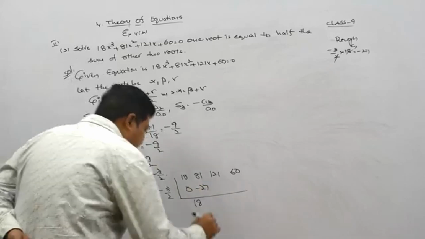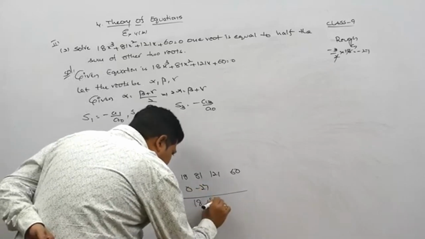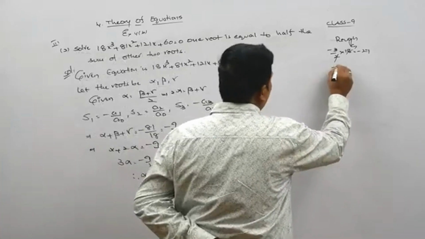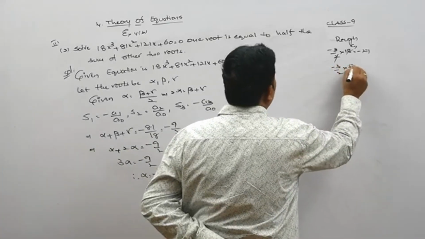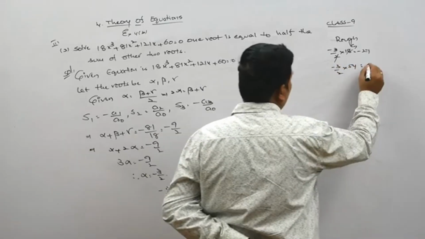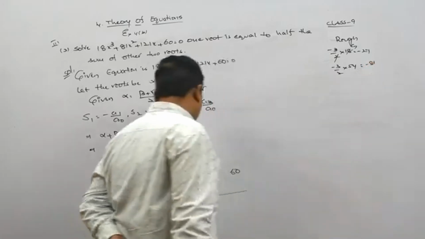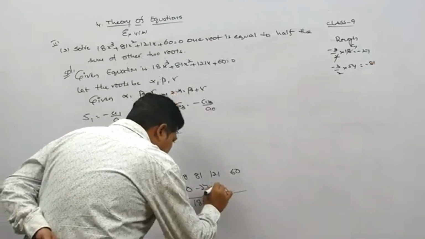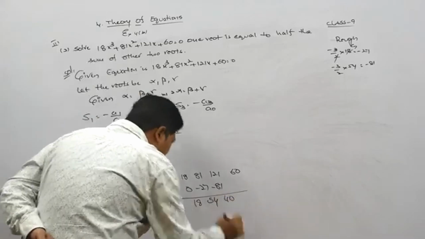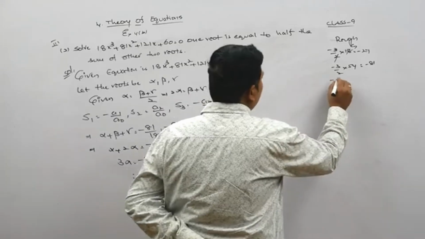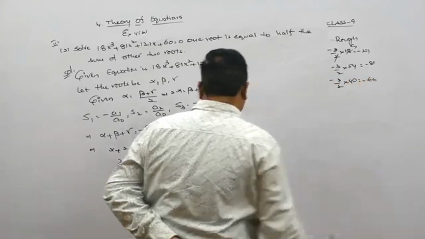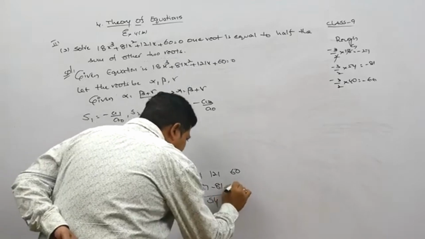So 81 minus 27 is nothing but 54. Again minus 3 by 2 into 54, 54 by 2 is 27. Minus 3 into 27 is equal to minus 81. So minus 81. Now 121 minus 81 is 40. Again here minus 3 by 2 into 40 is equal to minus 60, and hence this is minus 60.